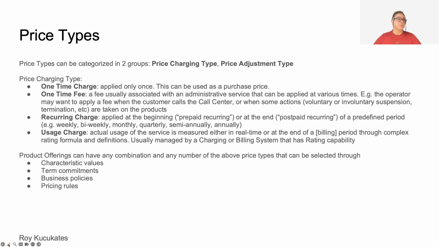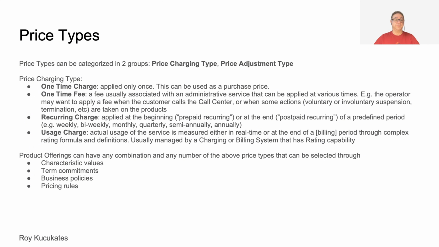The price types can be of two categories: the charging type and adjustment type. By charging type, we can have a one-time charge. It's applied only once when you sell the product. It's a purchase price when you have quantities in the products.